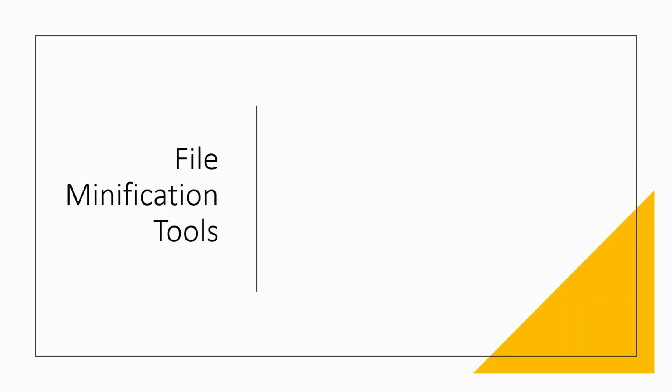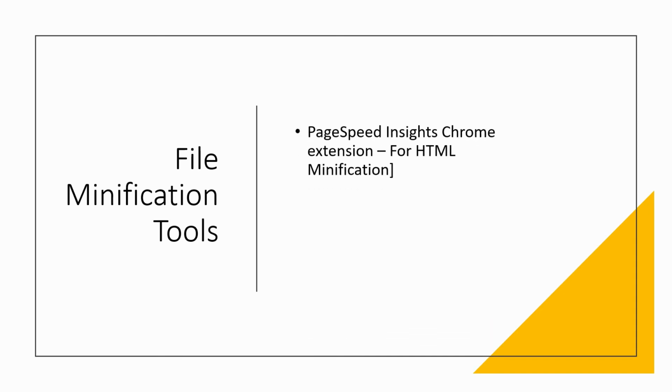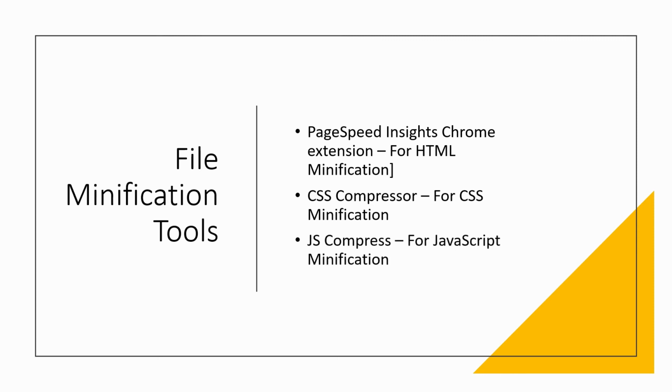Let's see what tools we can use to do file minification. For HTML minification, use the PageSpeed Insights Chrome extension. For CSS minification, use CSS compressor. And for JavaScript minification, you can use JS compress. But if you are using a WordPress website, there are so many plugins available to do file minification. You can opt for a plugin like WP Rocket, where you can do heaps of things with one plugin.